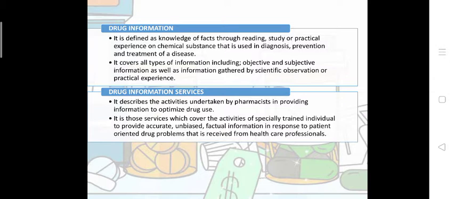If I am talking about information, that means we are talking about all the aspects and scenarios which you have observed, or which you felt while treating, or while the drug was used in treating that particular patient. So that is drug information service. See, this is totally different from Indian Pharmacopoeia and all other things.